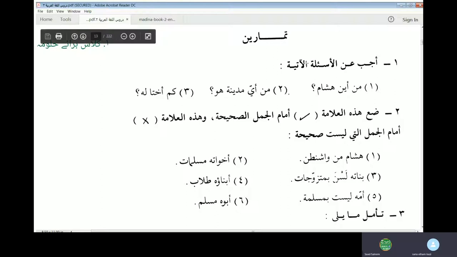Tamarin exercises. Ajib Banil Asilati Latia. Answer to the following questions. Min Aina Hishamun? From where is Hisham from? Hishamun minal Vilayatil Muttahida. Hisham is from United States.